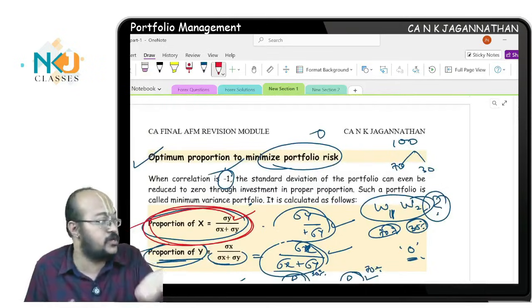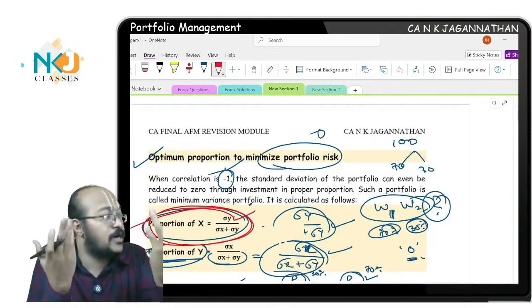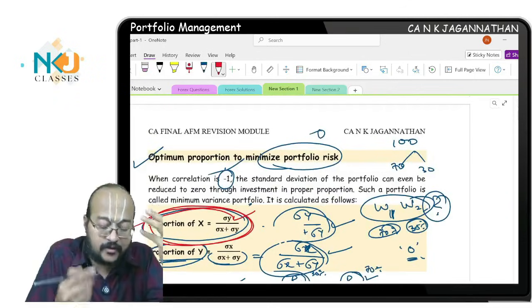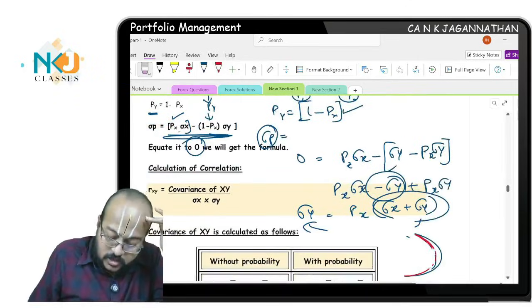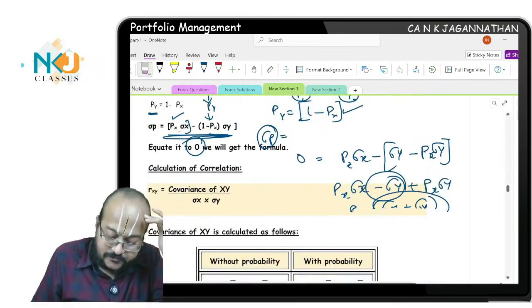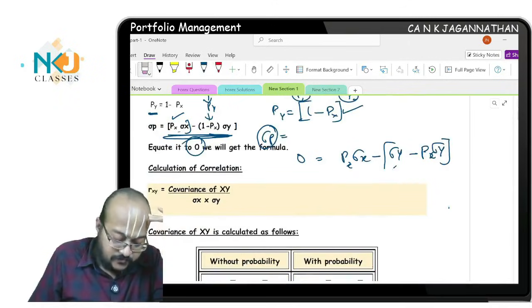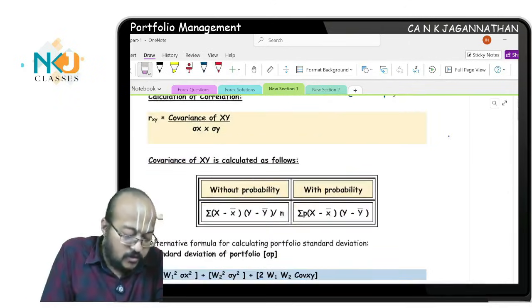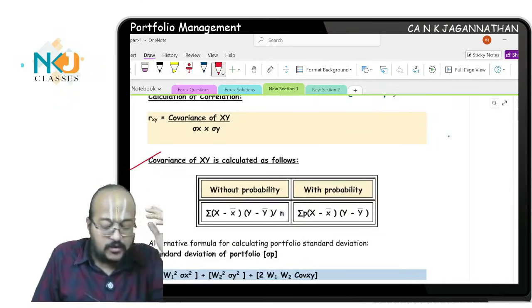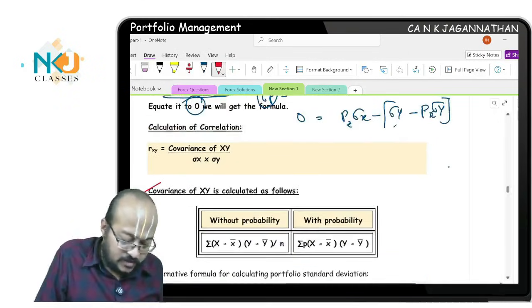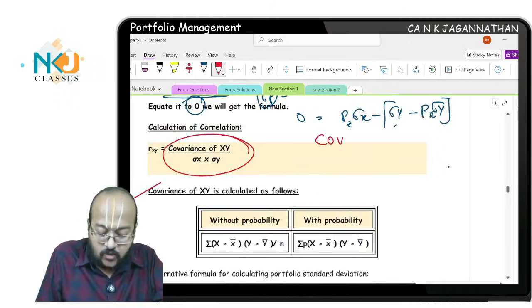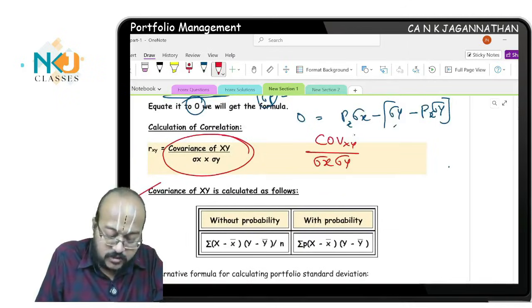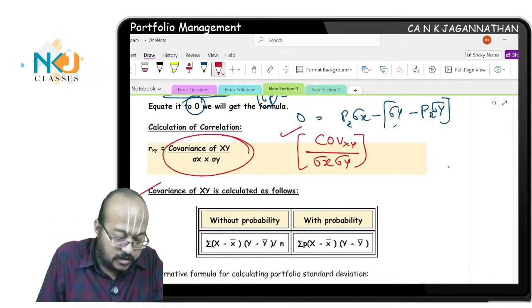Now important question: all this you discussed, sir, what is correlation? What is the formula for correlation? Question arises, na. Now I'll explain that. Please listen. Correlation is nothing but covariance of X and Y divided by sigma X into sigma Y. This is the formula for finding correlation.